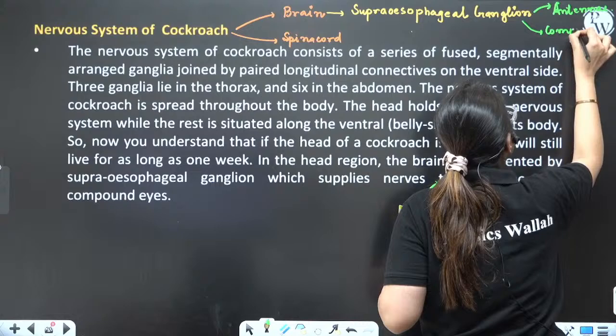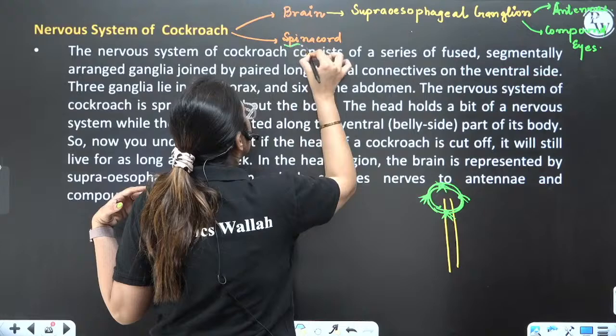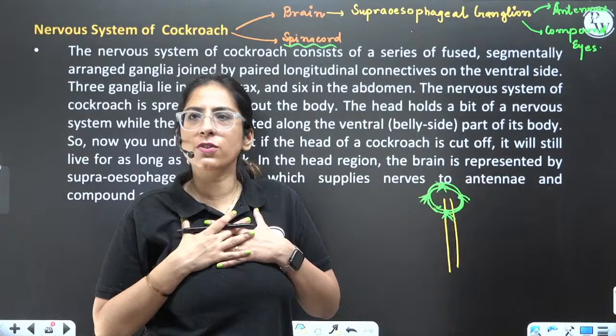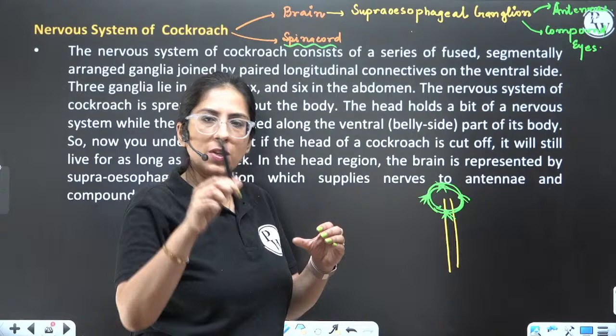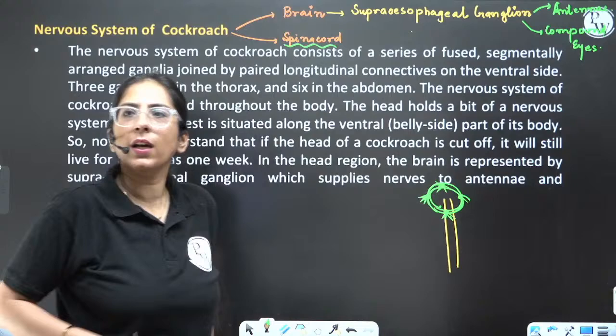But the major part of their nervous system is where we have the spinal cord. Corresponding to the spinal cord, we have a pipe-like structure. Suppose this is an esophagus. Look at it like this: the supraesophageal ganglion, the brain region, is like this.